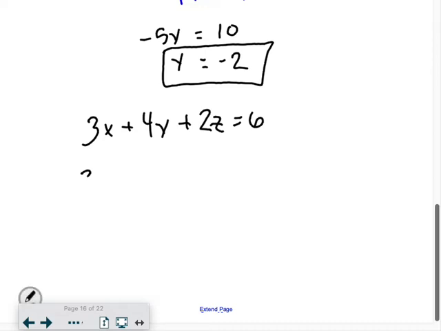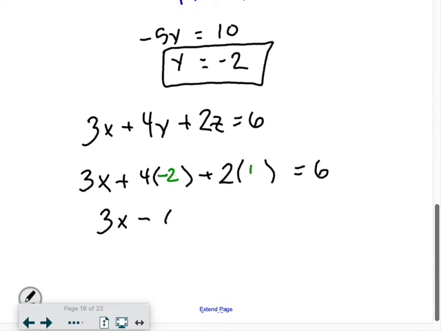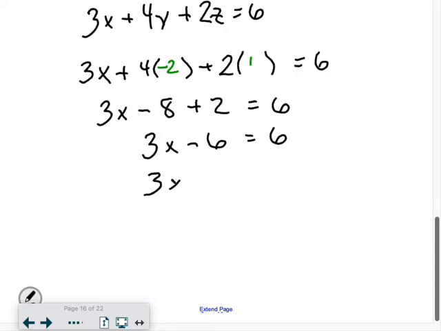So 3x plus 4 times negative 2 plus 2 times, I think it was 1 again, double check. So my y is negative 2, and I believe my z is 1. Yeah, z is 1. So it's 3x minus 8 plus 2 equals 6. 3x minus 6 equals 6. Add your 6, and you get 12. Divide by 3, and you get 4.